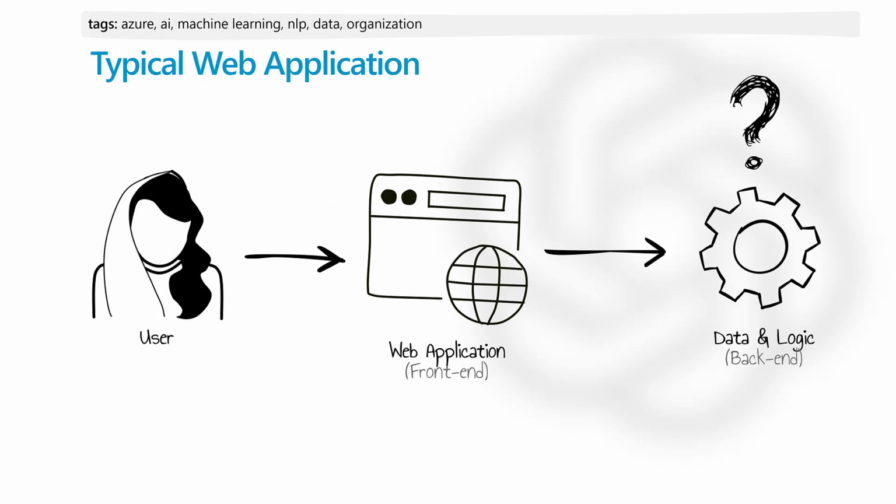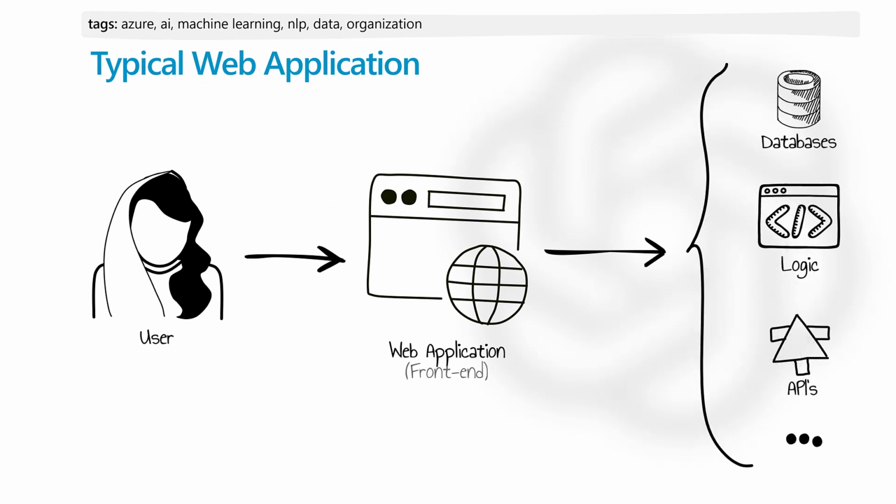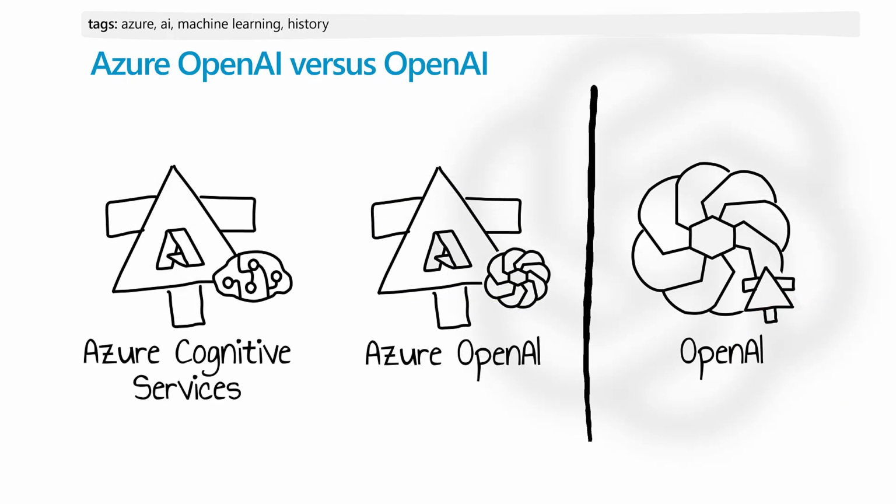A typical web application front-end calls data and logic in the back-end. In reality, the back-end comprises databases, logic, and internal or external APIs. Speaking of APIs, OpenAI is just an API, and Azure OpenAI is the Azure version of the OpenAI API and is just like Azure Cognitive Services.